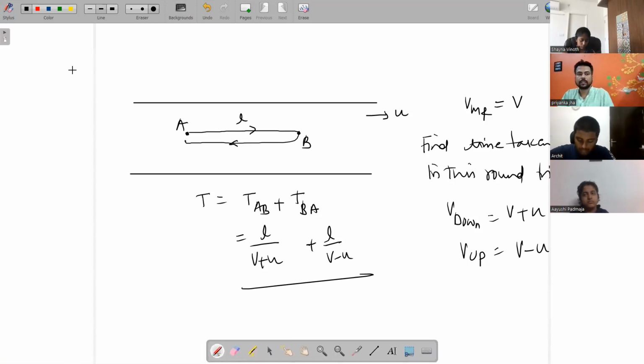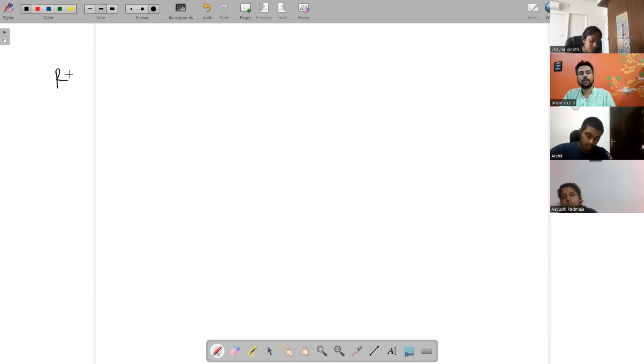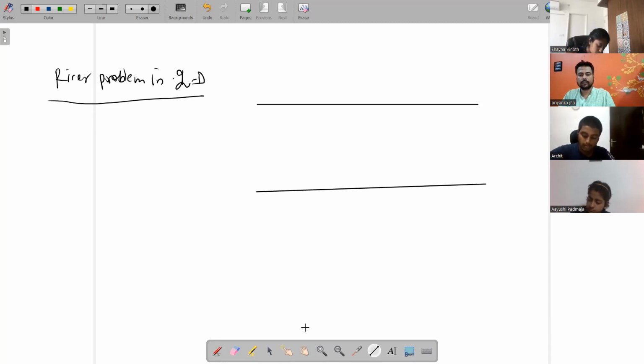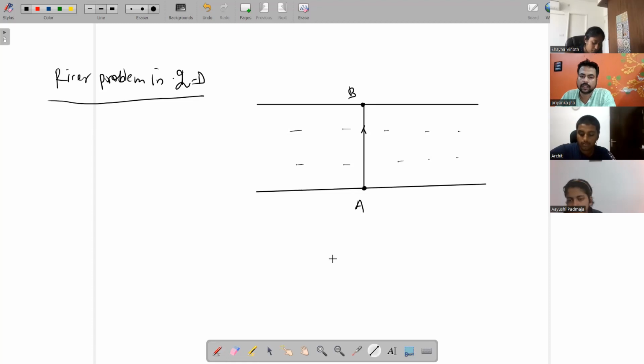So till now we have discussed the river problem in one dimension. Now I'll talk about the river problem in two dimensions. See, this is the river. Suppose anyone starts moving from this point A, and this man or boat wants to cross the river. Suppose this river does not flow. If this man wants to cross this river perpendicular to the bank, he can directly start from here and reach here. No problem in that.